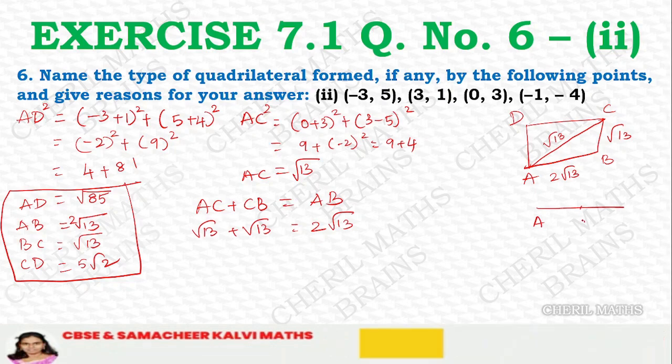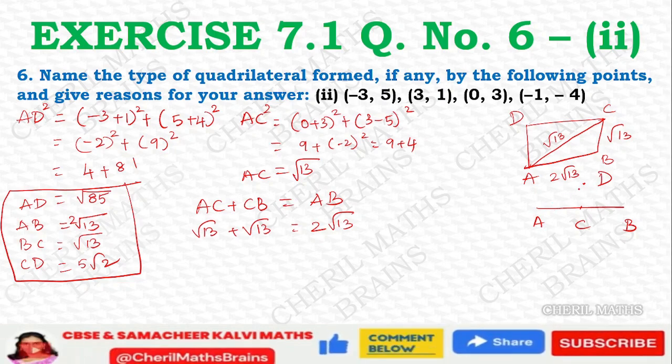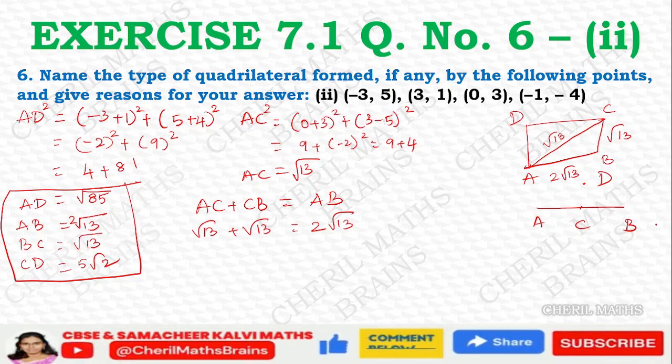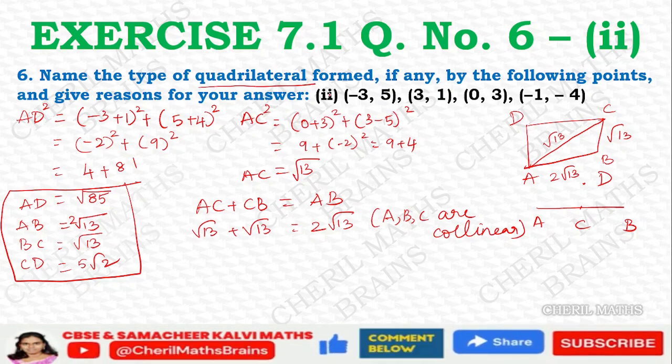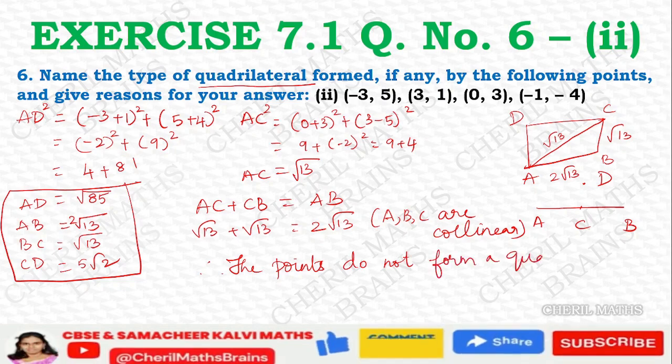It means A is here, C is here, B is here, my D is somewhere. In that case, is it a quadrilateral, children? No, we cannot say it is a quadrilateral because 3 points are collinear. So it means that A, B, C are collinear points. So you cannot get a four-sided figure. A four-sided figure is only a quadrilateral. So therefore, I can say that the points do not form a quadrilateral.